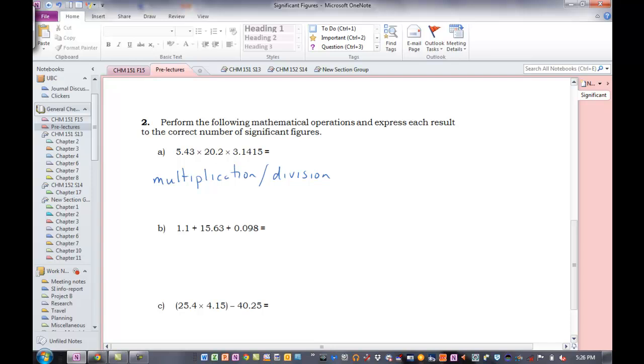So let's go ahead and calculate out this number. 5.43, 20.2. And I'm just going to write out more digits than I have here. And let me just double check that I did that correctly.